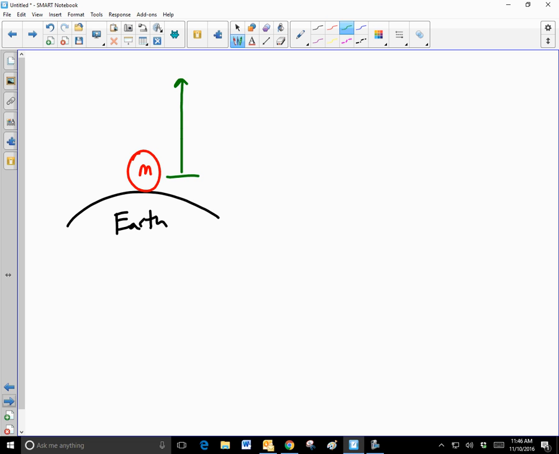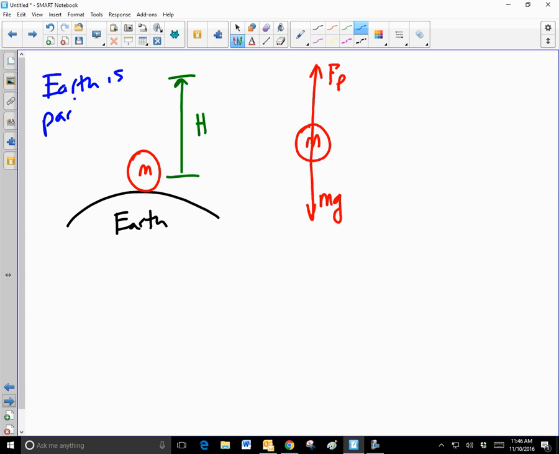We're going to do the exact same thing. We're going to apply a force upwards and make this thing go up a distance h. So we have two forces that act on this thing still. We've got the force of the push, and we have mg. Now the difference here is that Earth is a part of the system. And because Earth is a part of the system now, any forces that Earth exerts are inside the system already.